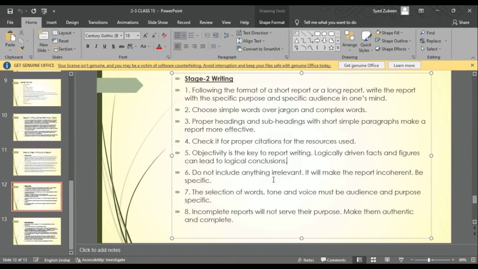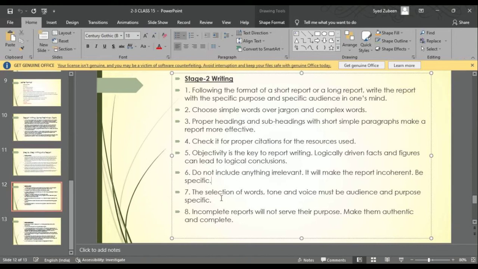Then do not include anything irrelevant. It will make the report incoherent. Be specific. Of course, the information and the data that you've included or whatever that you're writing should be relevant to the point that you're trying to make, or relevant to the topic on which the report is being written, right? You should not include any kind of irrelevant details or irrelevant data or information that has not been asked of you, or that is not relevant to the question or the report.